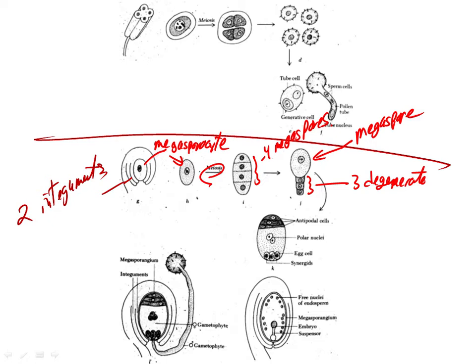You have a megasporocyte, it undergoes meiosis, you get a megaspore. You don't have to know about that, these degenerate. I'm just explaining the diagram. The megaspore then is going to develop into the megagametophyte, and the megagametophyte is called in the Anthophyta the embryo sac. And we're going to look at the structure of the embryo sac in just a minute.